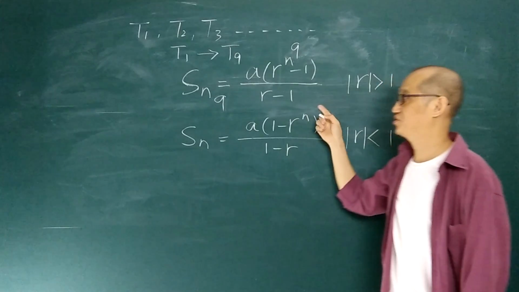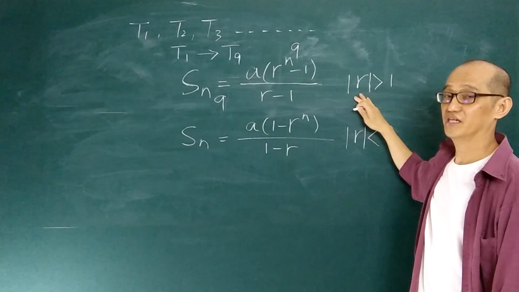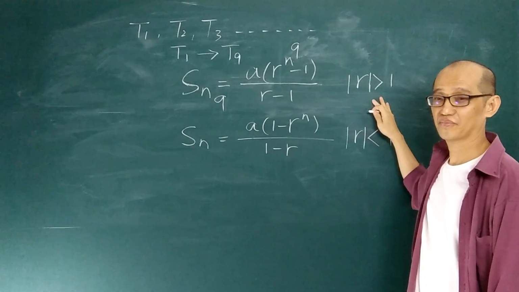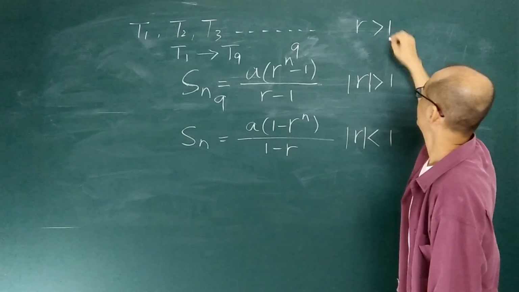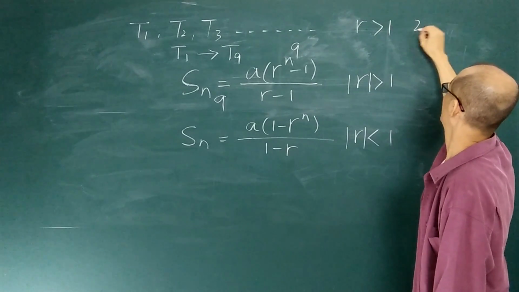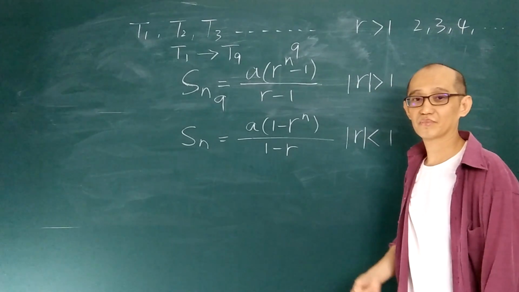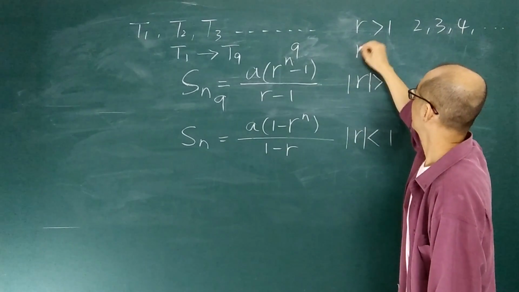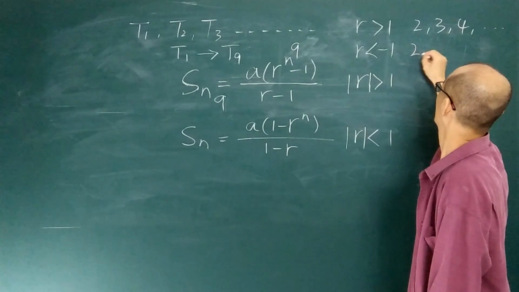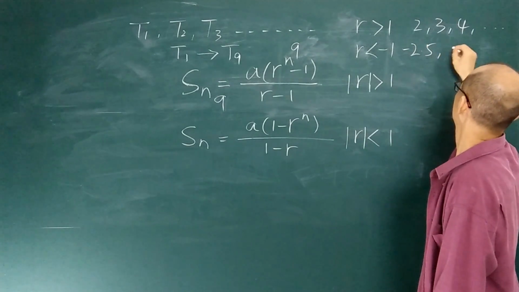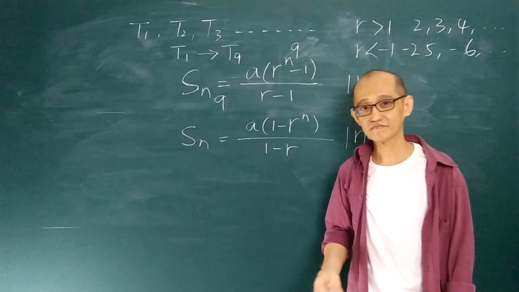This equation is used when the absolute value of r is greater than 1. And that means that when r is greater than 1, for example, 2, 3, 4, and so on. Or when r is less than negative 1, for example, negative 2.5, negative 6, and so on.